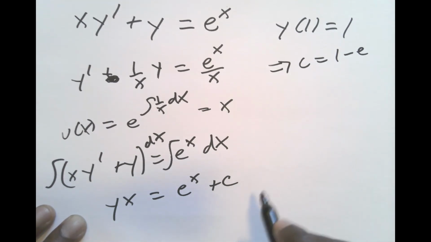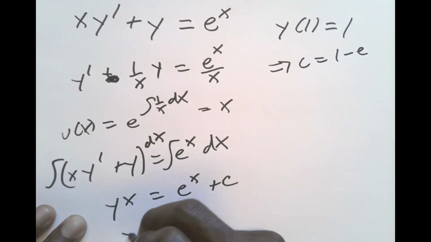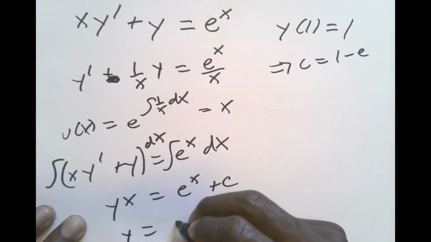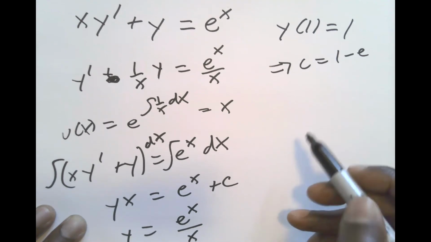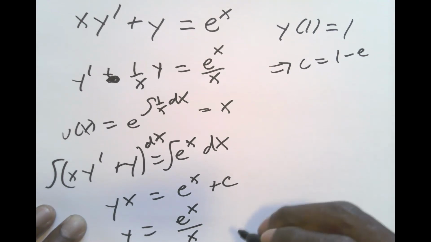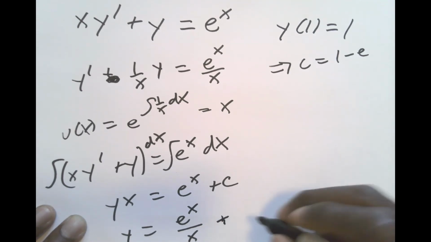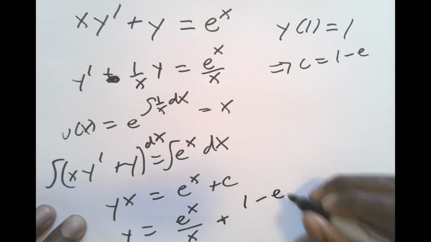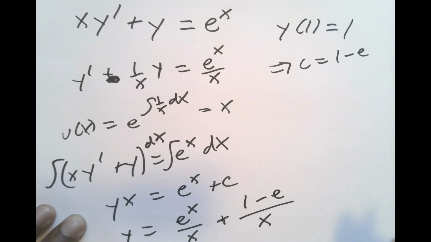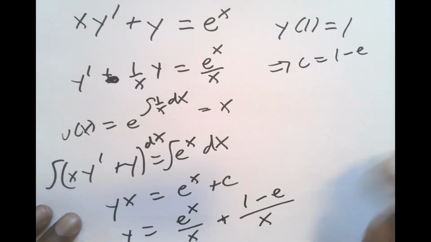And let's go ahead and divide everything by x. And so y would be e to the power of x over x. And again, c is 1 minus e. So plus 1 minus e over x, if you will. All right, and yeah, I could have put the whole thing over x.